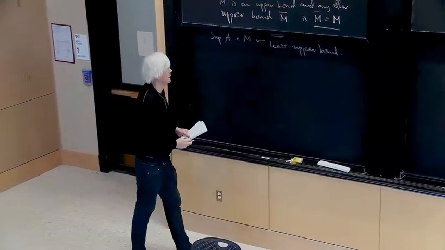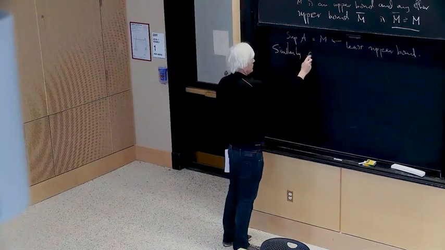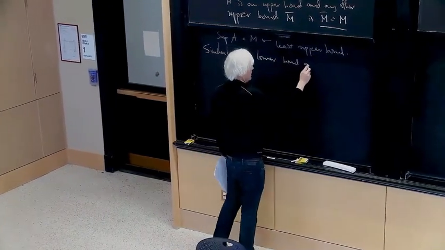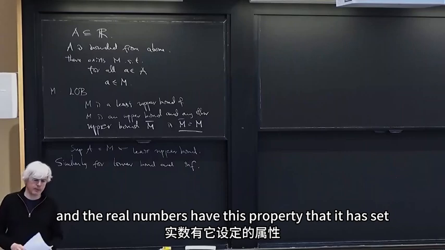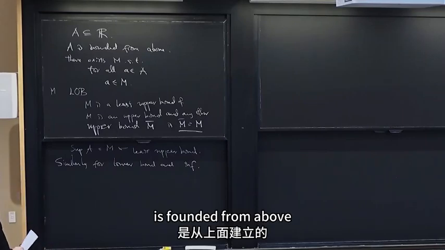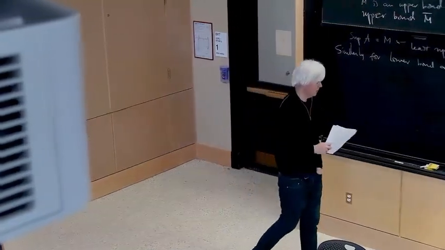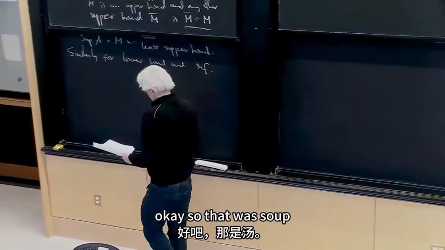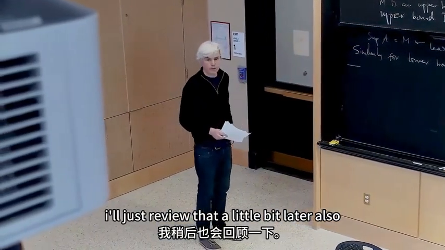Okay, and similarly for lower bound. And the real numbers have this property that if a set is bounded from above, then there is a least upper bound, right? And likewise for a set that is bounded from below. Okay, so that was sup. And we'll get to this with lim sup and lim inf. I'll just review that a little bit later also.